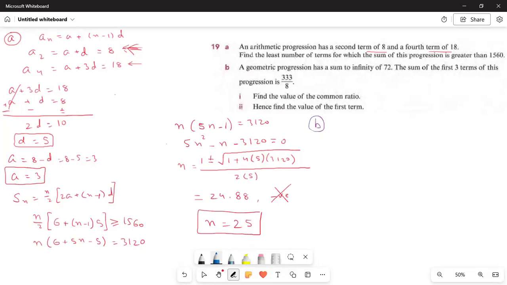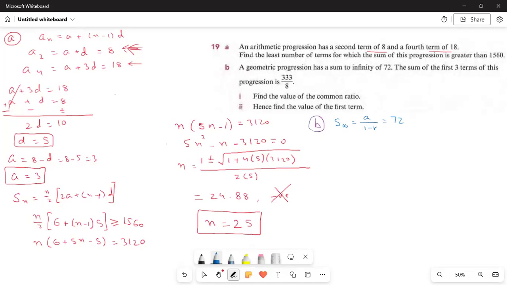A geometric progression has a sum to infinity of 72. Remember, the sum to infinity of a geometric progression is a over 1 minus r. So this is known as 72. We do not know a, we do not know r, but the sum of infinite terms is 72. This is one piece of information.